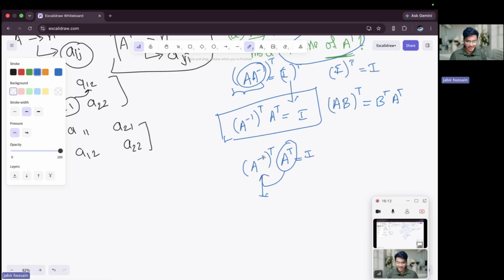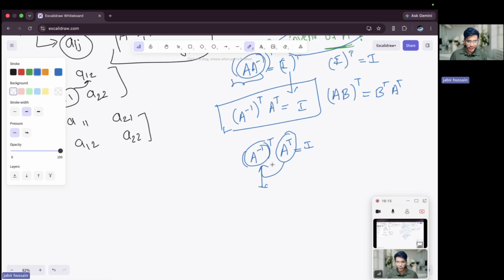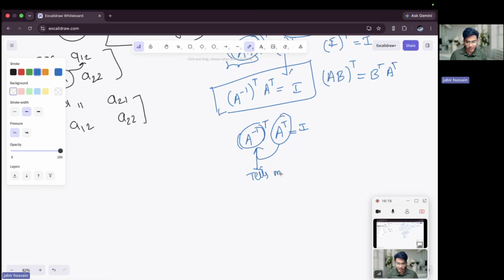This particular thing which I'm circling right now tells me that the inverse of A transpose is equal to this: if you know the inverse of that particular matrix, just transpose it and it will give you the inverse. Simple, very easy to understand. I hope you got the point. The inverse of A transpose is this. Let me put it with a different ink. Green would be good. Yeah, orange. This is the inverse of the given matrix, transposed.